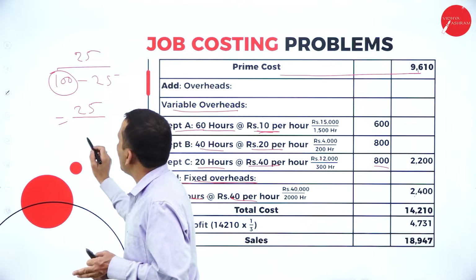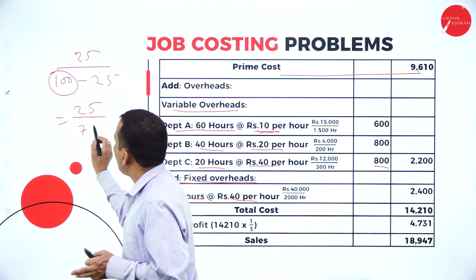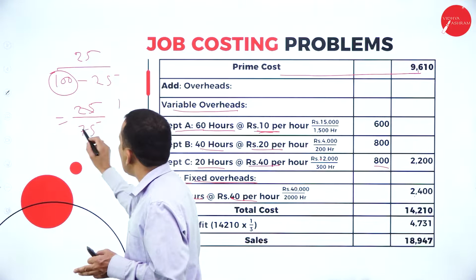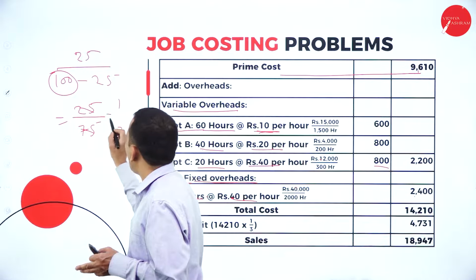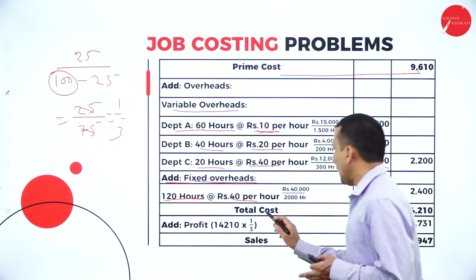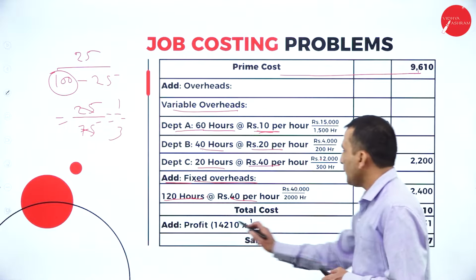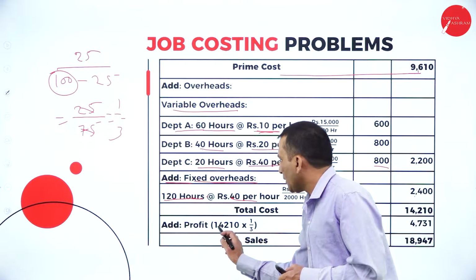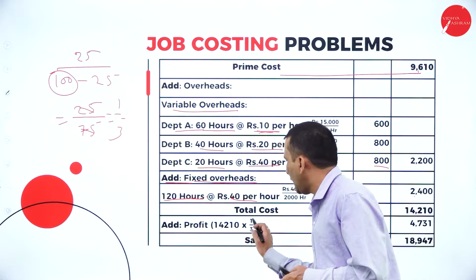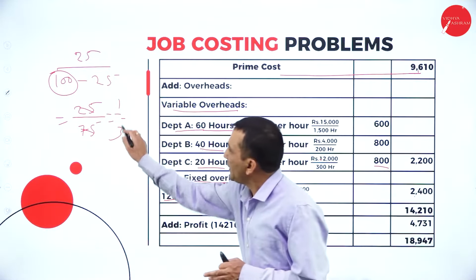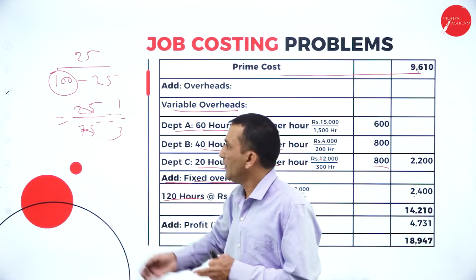So 100 minus 25, we are getting 75. Okay, now 25 ones are 25 threes are. Okay, so easily now we can, after getting the total cost 14,210, now add profit. Now 14,210 into 1 by 3. How are we getting 1 by 3? It is very simple.